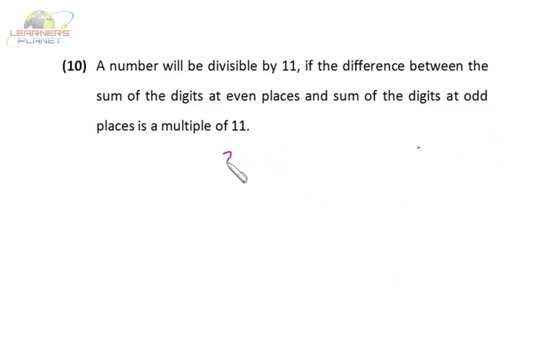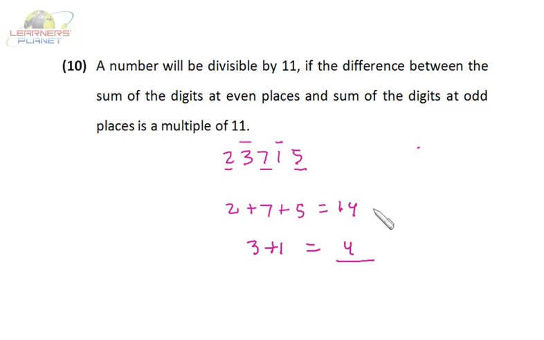Suppose I have a number 23715. Let's check whether this number is divisible by 11 or not. First, mark the alternate digits. It's 5, 7 and 2, then 3 and 1. So 2 plus 7 plus 5: 2 plus 7 is 9, 9 plus 5 is 14. Then 3 plus 1 is 4. What is the difference between these two? It is 10. So the difference is not 0 or 11, and this number is not divisible by 11.